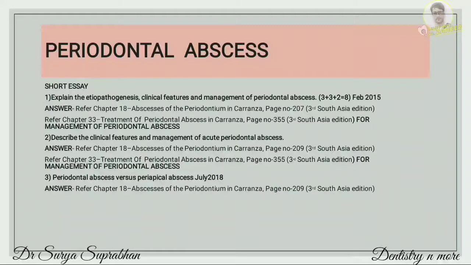Then coming to the next one, that is periodontal abscess versus periapical abscess. You have to refer to chapter 18, abscess of the periodontium. And in that chapter, there is a table available which has 7 points. All those 7 points have to be mentioned.